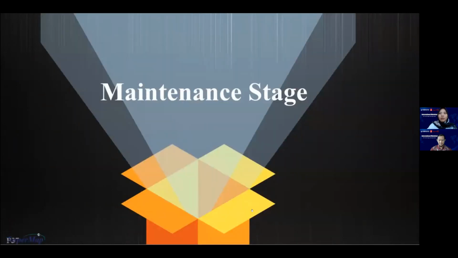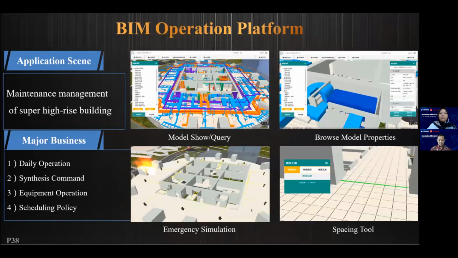And the last stage which can apply BIM and GIS technology is the maintenance stage. So I'm showing you one of our projects which implement BIM and GIS in the maintenance stage, called the BIM Operation Platform. The Operation Platform of Shanghai Center, developed based on the SuperMap GIS platform and integrated with many kinds of data. I'm going to show you more details in the video on the last slide. So we will skip this one first.